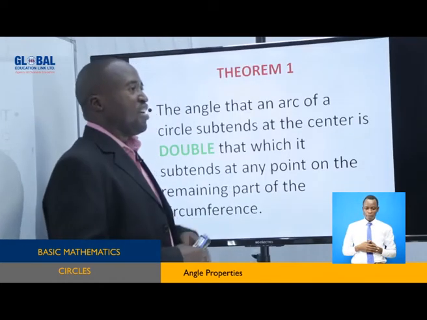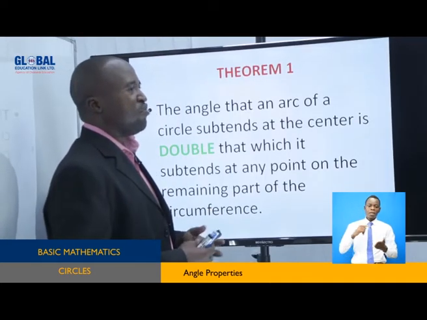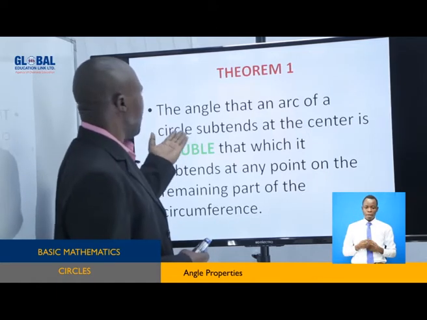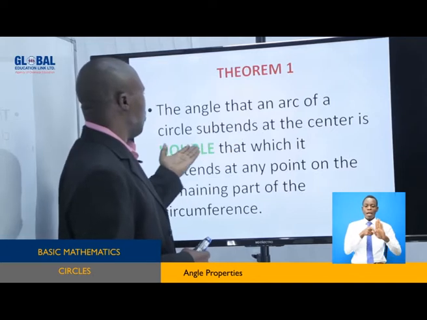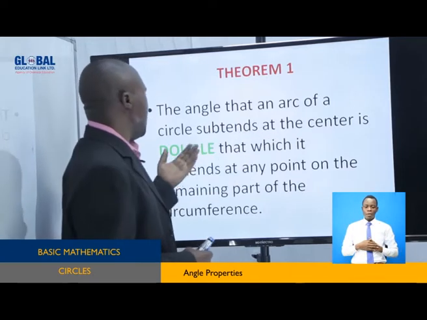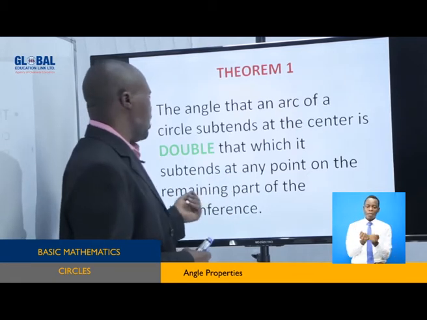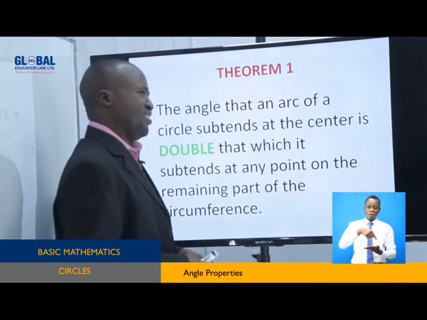So now let us start with the first theorem of angle properties. And the theorem states that the angle that an arc of a circle subtends at the center is double that which it subtends at any point on the remaining part of the circumference.